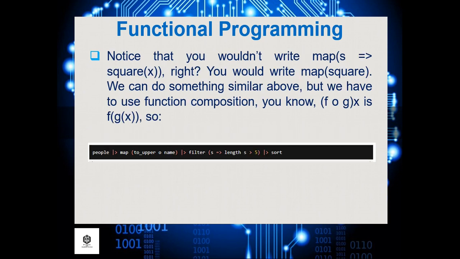Notice that you wouldn't write "maps square," right? So you would write "map square." We can do something similar with composition, but we have to use function composition. You know that f(g(x)) looks like this.